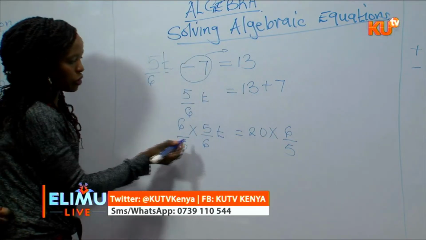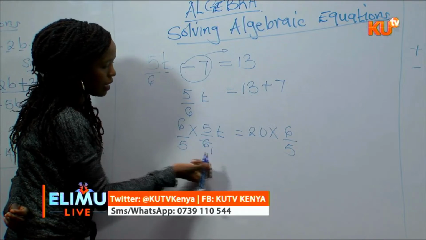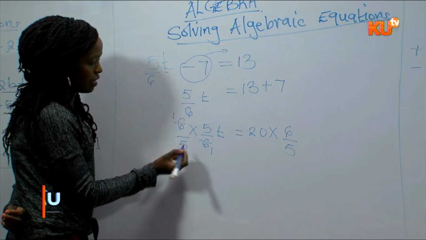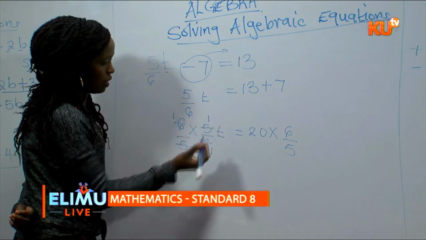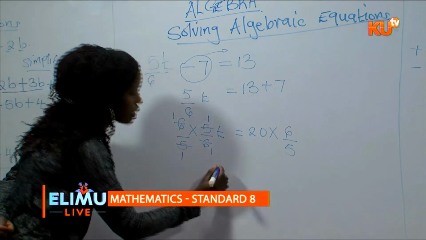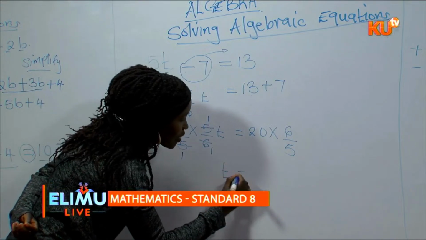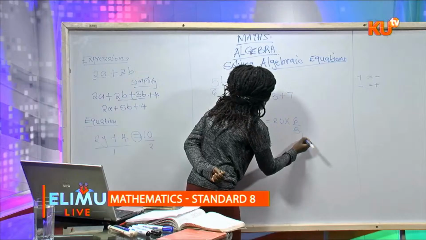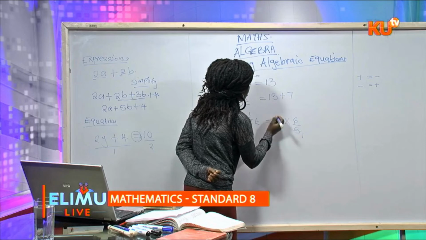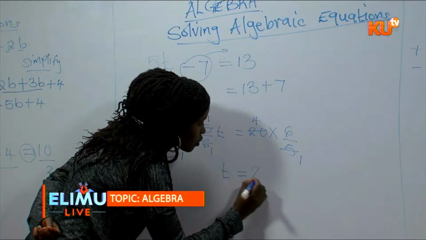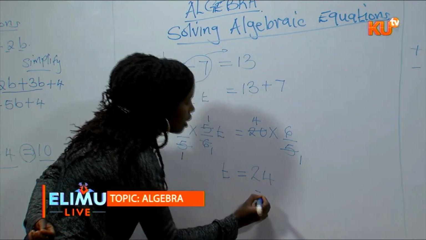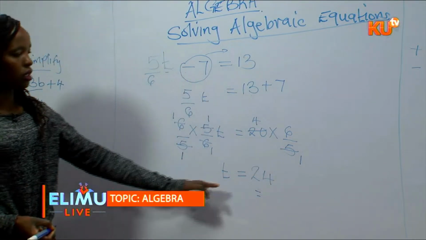And then from there you simplify. 6 divided by 6 is 1. 5 divided by 5 is 1. So on this side I remain with t is equal to, 5 divided by 5 is 1, 20 divided by 5 is 4. 4 times 6, I get 24. So the value of our t is 24.